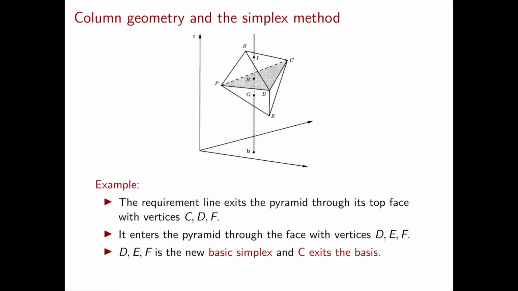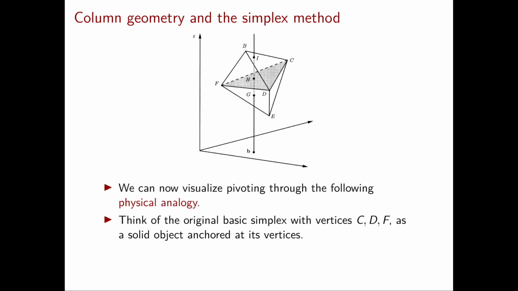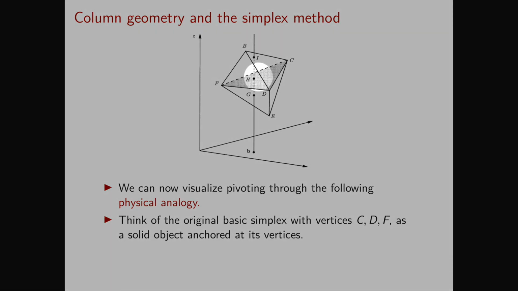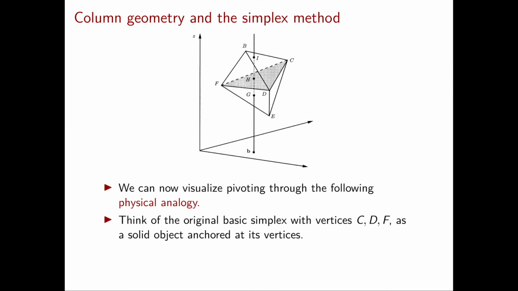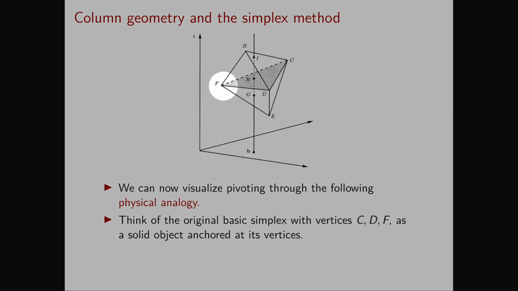Of course, the reason we're doing the change of basis in this way is that if we chose instead an m-dimensional simplex that doesn't intersect the requirement line, then we would have obtained a basic solution that is not feasible. Now we know everything about pivoting, and we can even visualize it with a physical analogy. Let's again think about our original basic simplex with vertices C, D, F. And let's think of this simplex as a solid object which is anchored at its vertices C, D, and F.